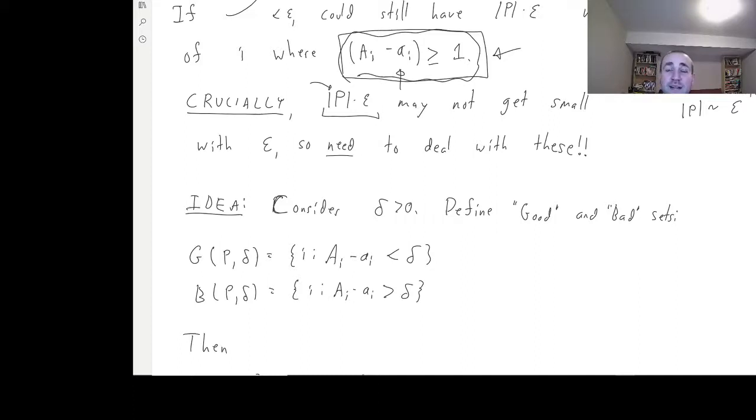We're going to consider some delta greater than 0. I'm not going to nail down what it is yet. For every delta greater than 0, I'm going to define the good sets for the partition P and this number delta to be the indices I for which capital AI minus lower ai is less than delta. So these are good sets, right? That is, these are the ones where my upper and lower bound are close to each other. And then I have my bad sets, B of P delta, which are, well, everything else.